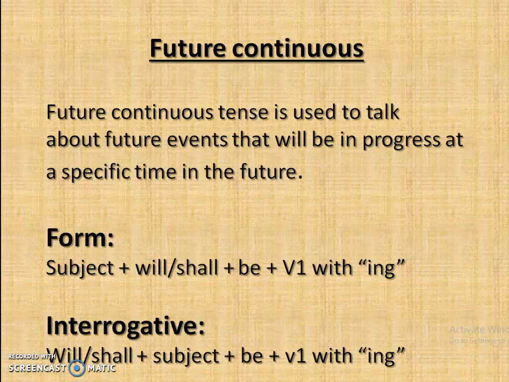Next comes the future continuous tense. The future continuous tense is used to talk about future events that will be in progress at a specific time in the future. The form: subject plus will or shall plus be plus V1 with ing. An interrogative sentence form is will or shall plus subject plus be plus V1 with ing.